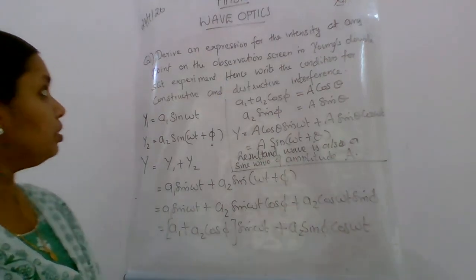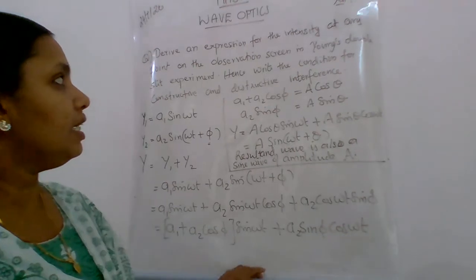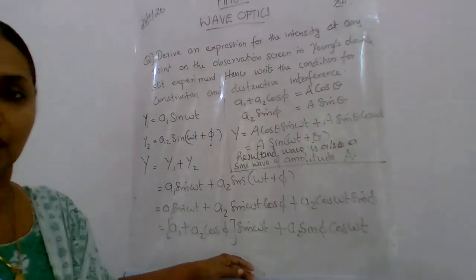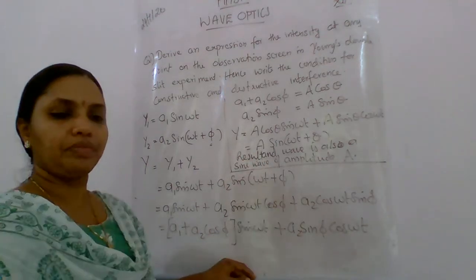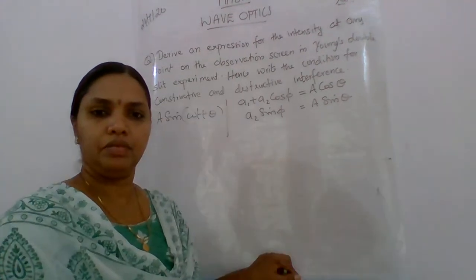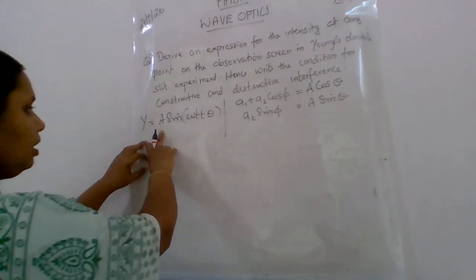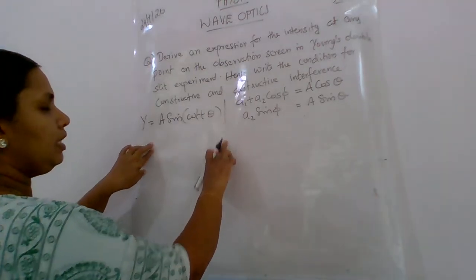So our question is: derive an expression for the intensity. Here we reached up to the amplitude. From that you have to connect it to the intensity. So you write up to this. Okay, so we got the final equation, that's the resultant wave, Y is equal to A sin omega t plus theta.